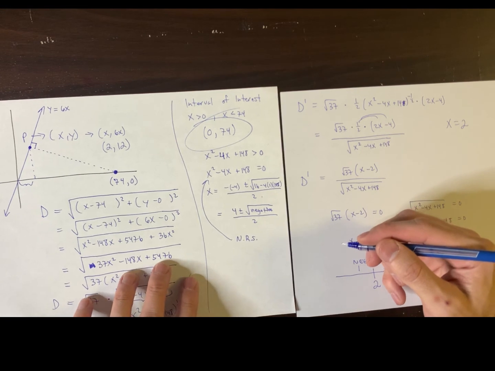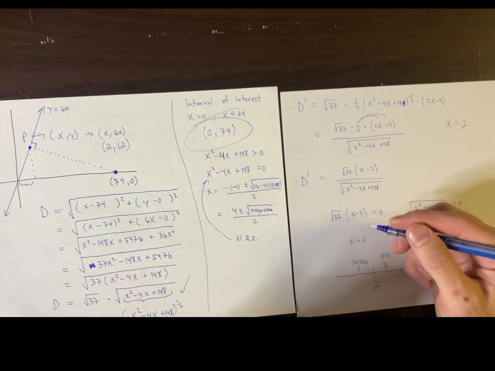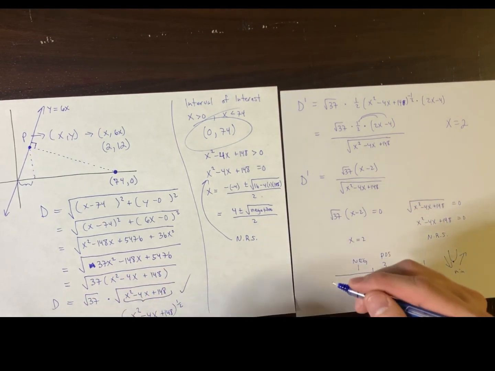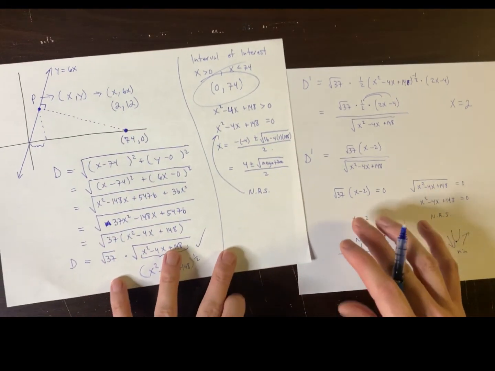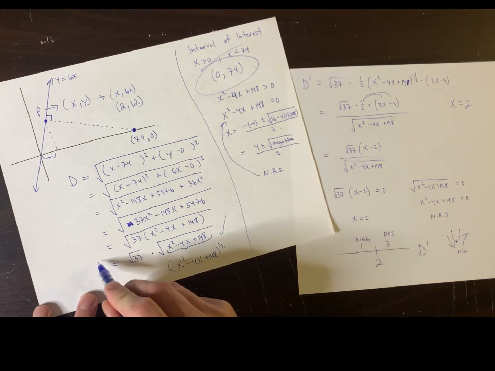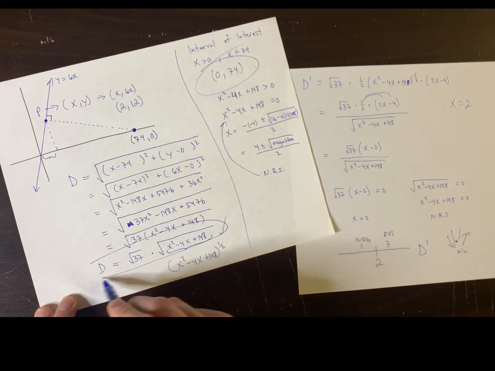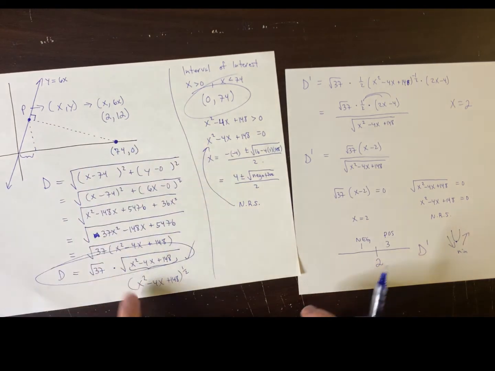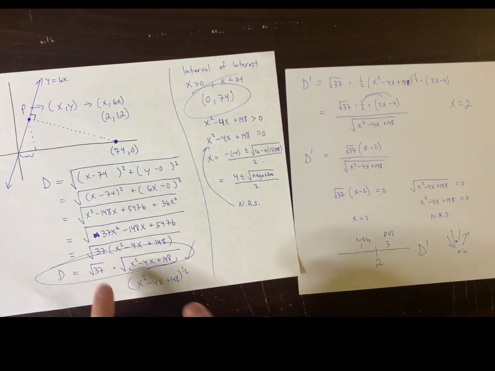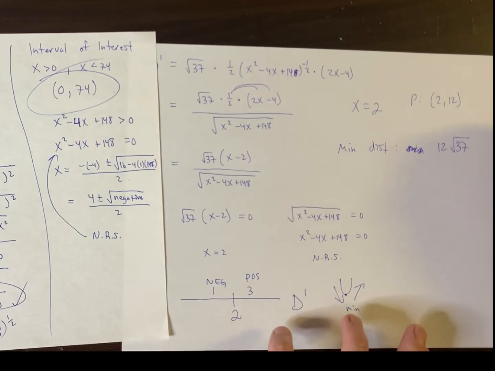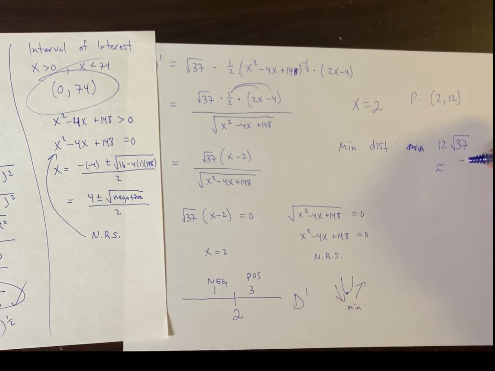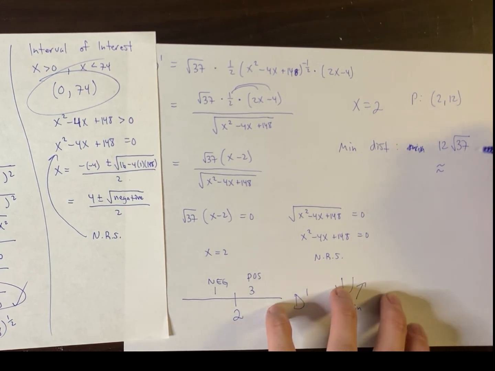And then the last point is what it says, what is the least distance? So to do that, take 2, which is x, and plug it into the distance formula right here. So take 2, which is x, and drop it there and there. And that minimum distance would be exactly 12 square root 37. But if we round to the nearest tenth on our calculators, it should be about 73 units.